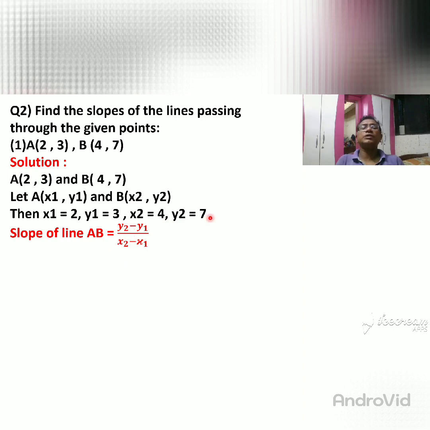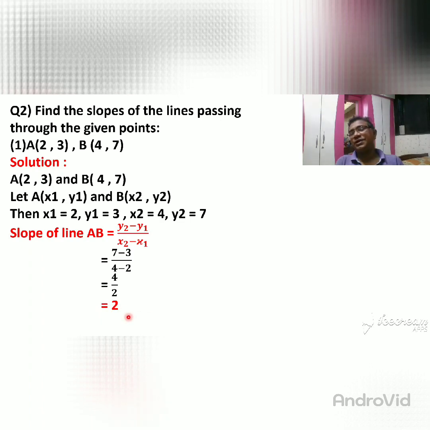Substitute the y2 value 7, y1 value 3, so 7 minus 3; x2 value 4, x1 value 2, so 4 minus 2. 7 minus 3 remains 4, and 4 minus 2 remains 2. Then 4 divided by 2, two twos are four, so the slope of line is 2. So the slope of line AB is equal to 2. Do you understand how to find it?